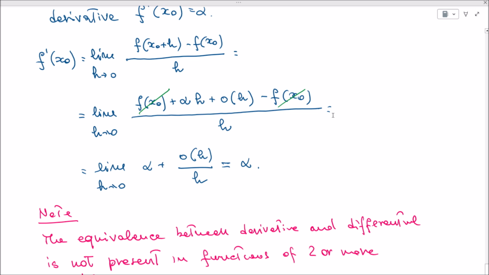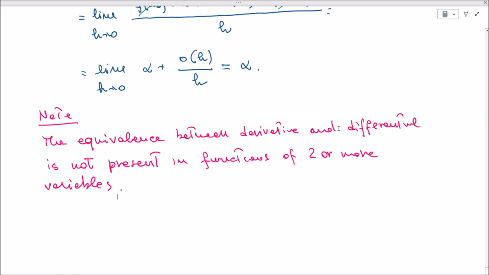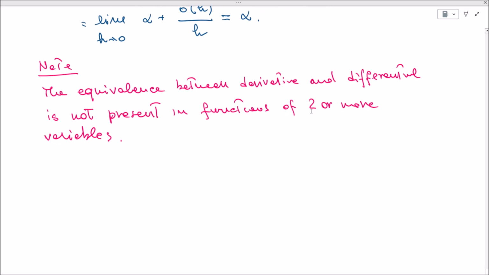So what I'm saying is that we have just proved that the derivative of a function of one variable is just like having the differential, so they are totally equivalent concepts. Well, this equivalence doesn't hold if we consider functions of more variables, which we will consider later on in the course. We'll pass now to the geometrical interpretation of the differential.